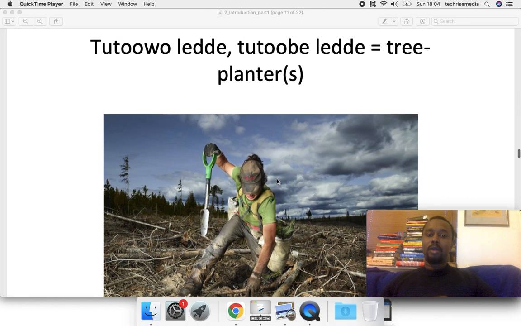And then we have someone who plants trees, right? Tutorer lette, and then we have tutorbe lette. Lette means trees. So we have tutorer lette or tutorbe lette, someone who plants trees, a tree planter, or tree planters.